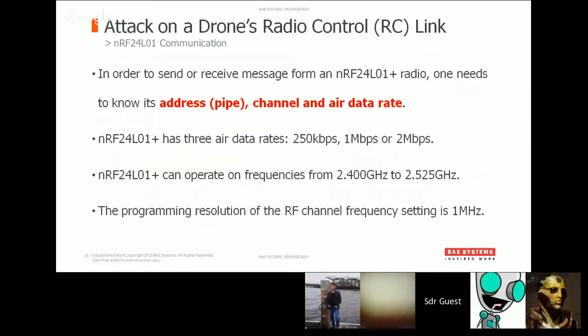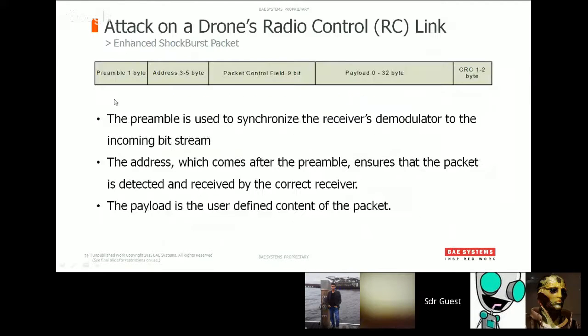So there are a lot of combinations, but it's not impossible to go through all of them to find out the correct settings. And now we only need one more parameter, which is the address of the NRF24 radio. And to detect the address, we need to analyze the error data package format.